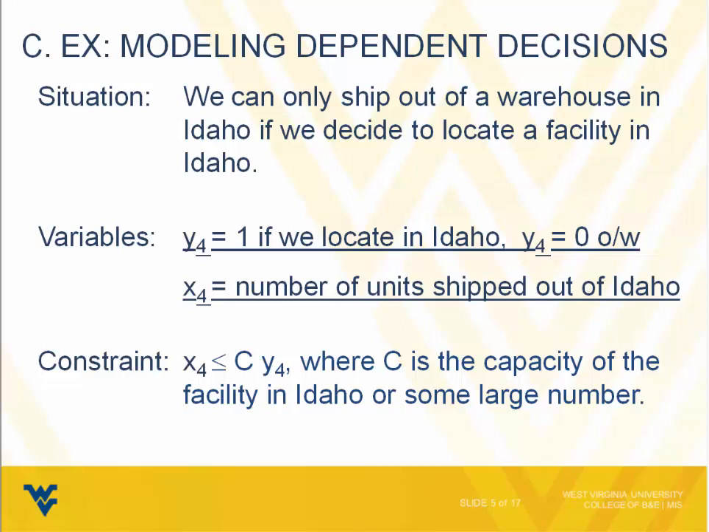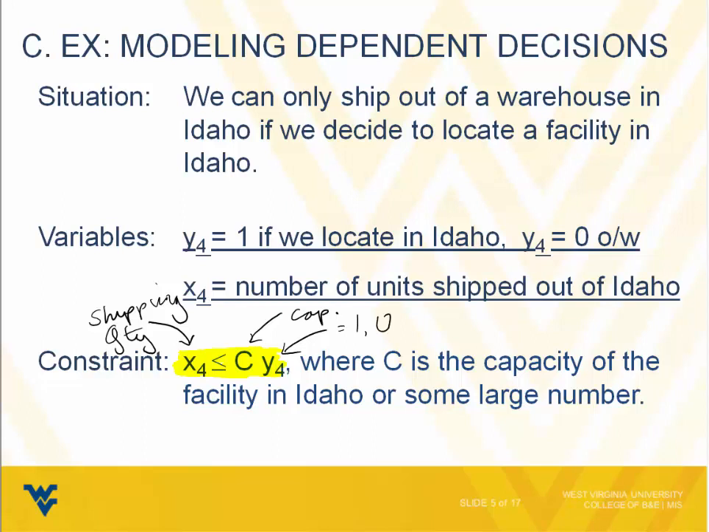So in this case, we have the model of a dependent decision. The dependent decision is modeled using this constraint here. Here we have the amount that we can ship out of Idaho, so it's the actual shipping quantity. This is the capacity of the warehouse. And this is either 1 or 0.